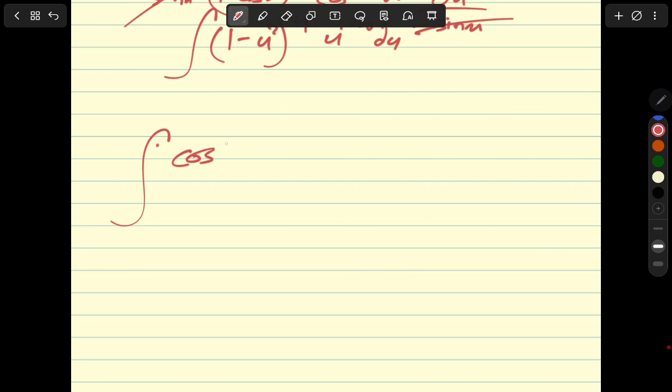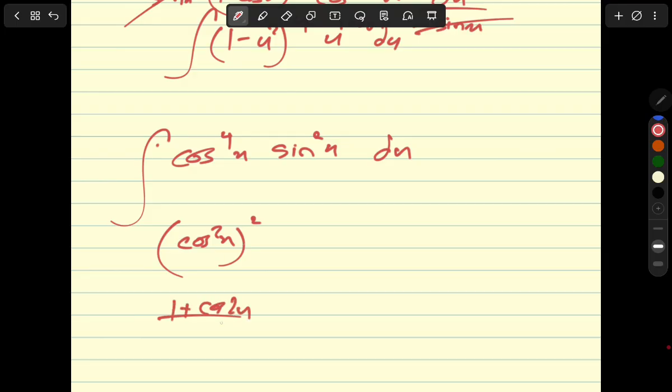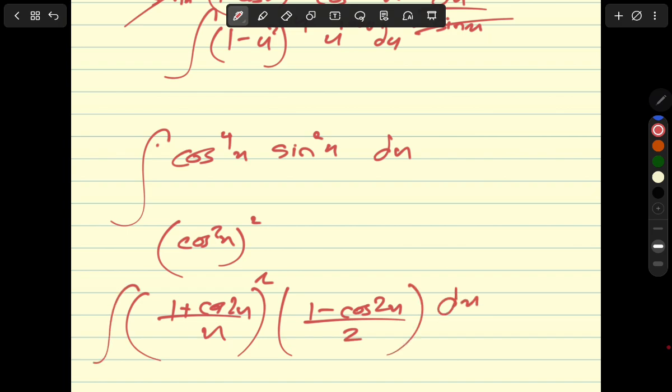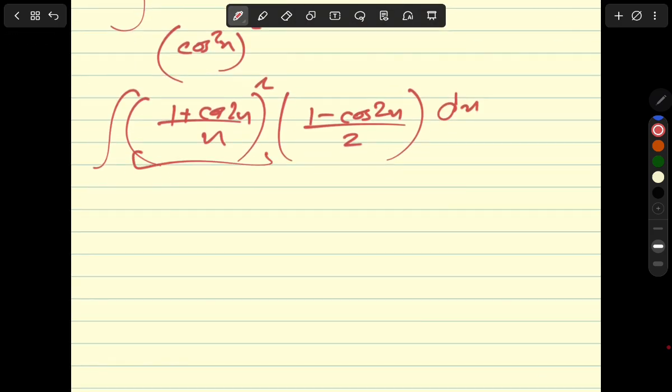So for example, if this was cos 4x and this was sine squared x dx, you do know that cos to the power 4x may be written as (cos squared x) to the power 2, and cos squared x will be written as (1 plus cos 2x over 2) to the power 2. And then sine squared x will be written as what? It will be written as 1 minus cos 2x over 2, right? And then you're going to expand it. You're going to first expand this one.